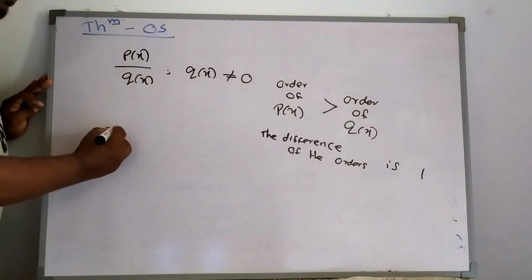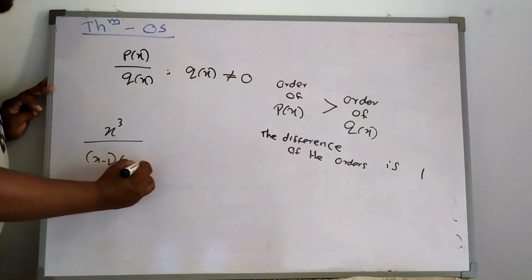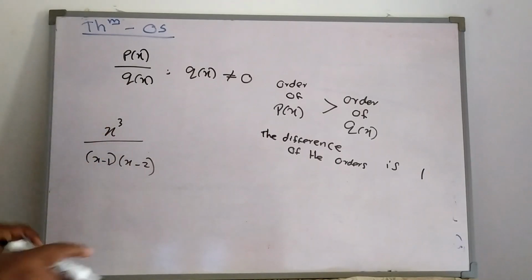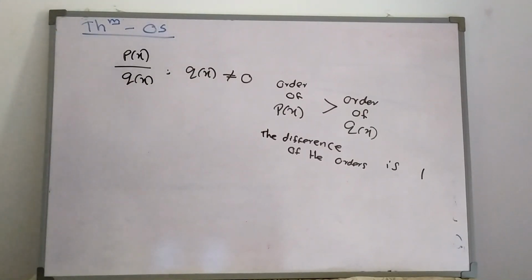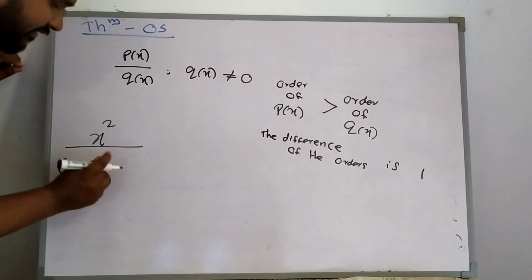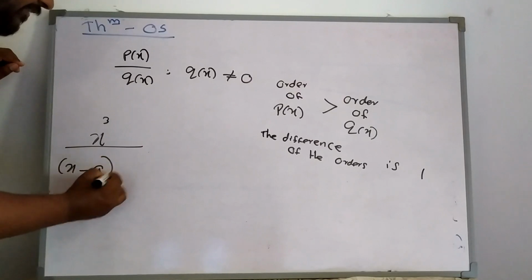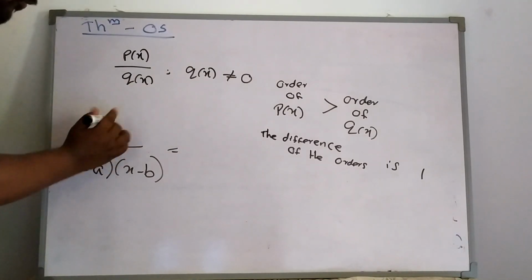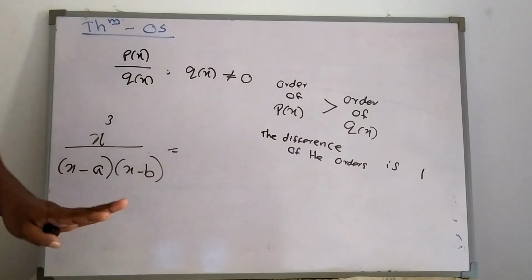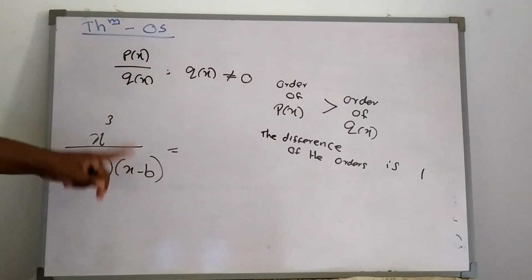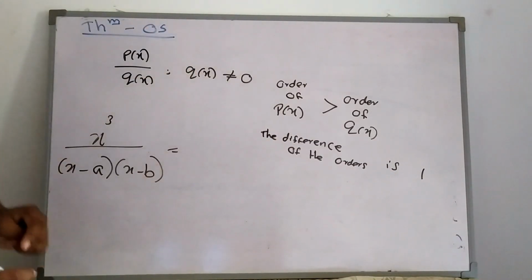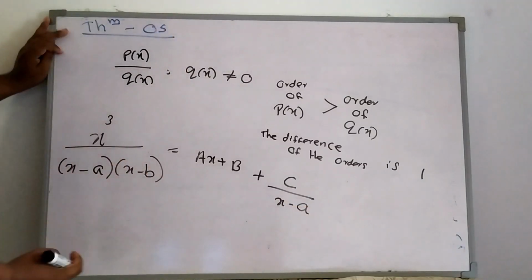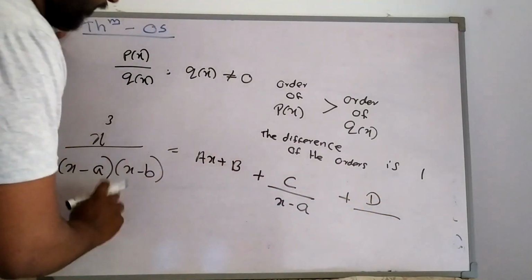As an example, if it is x cubed, then the numerator should be x minus 1, x minus 2, something like that. Here the order is 2, and here the order is 3, and the difference is 1. I'm taking an example, x squared over x cubed minus a, x minus b. In the previous theorem our orders were the same, so you have to put a constant. But here the difference is 1, so you have to put a linear term like ax plus b over x minus a, plus c over x minus b.